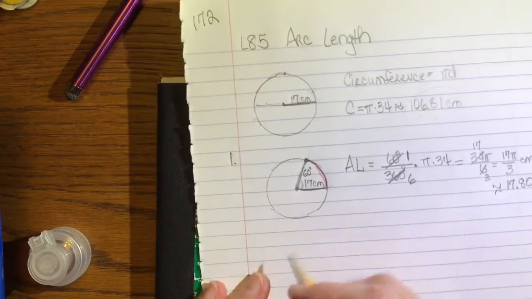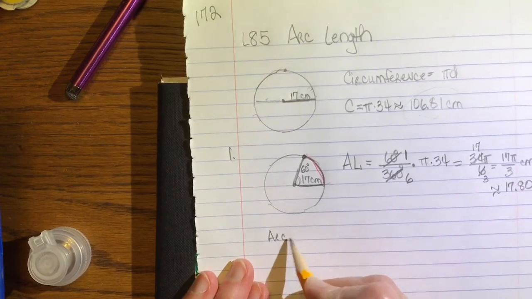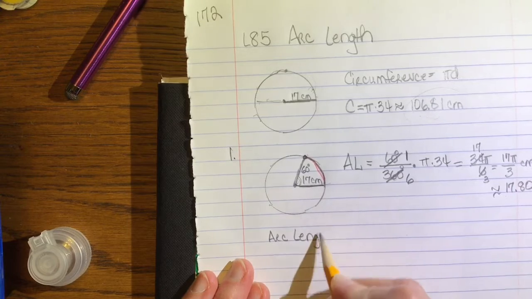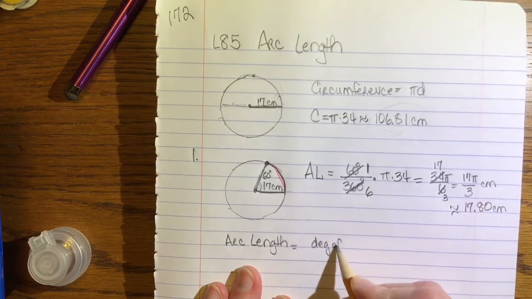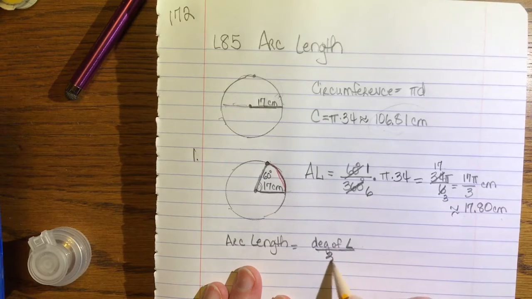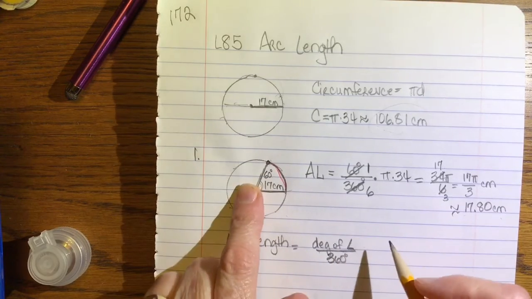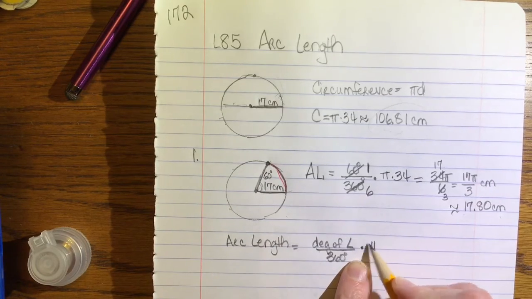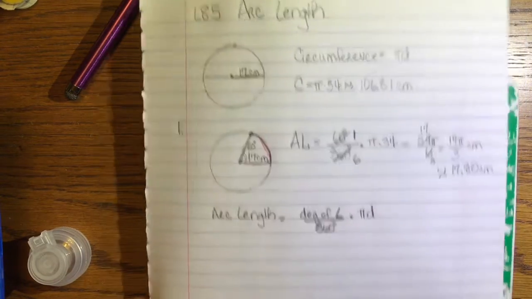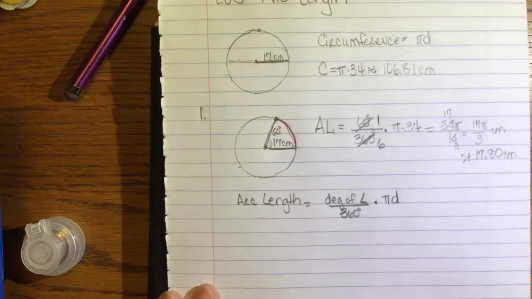So what you end up doing for arc length is it's going to be the degree of the angle over 360 degrees, because there's 360 degrees in the circle, and then times the circumference, which is pi times d. There's your formula. Okay, let's try another one.